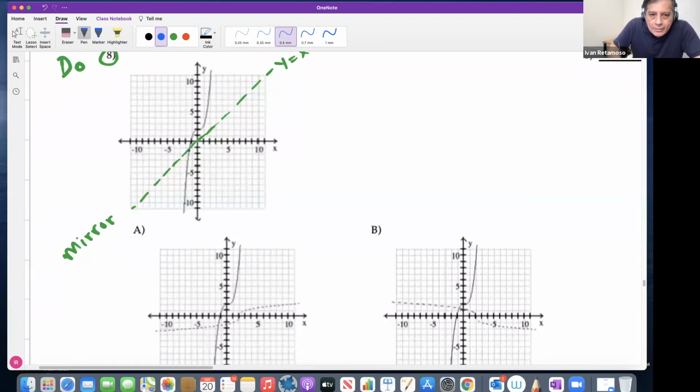For example, take the coordinates of this point. Since it goes right through the line, and this line has input value equal to output value, when you switch, you will get the same point. So this point is there, it stays there. Now, what about this other point?